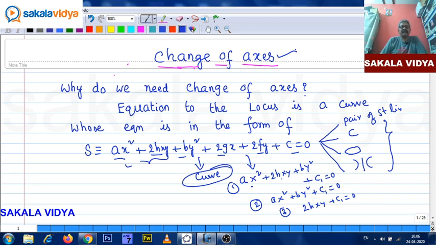So that means we need change of axis in order to put this form, where first degree terms have been eliminated. In order to put this form, here also first degree terms have been put aside. Even here in this case, second degree terms also have been eliminated. So in order to eliminate first degree terms or second degree terms, we require change of axis. So let's have a discussion, how many types of change of axis are there?